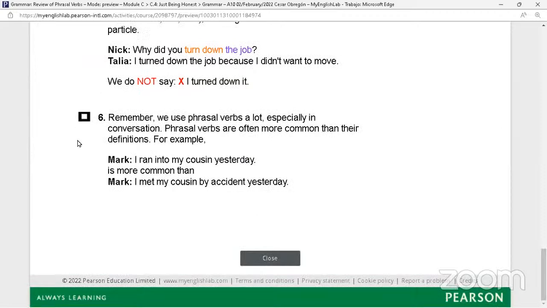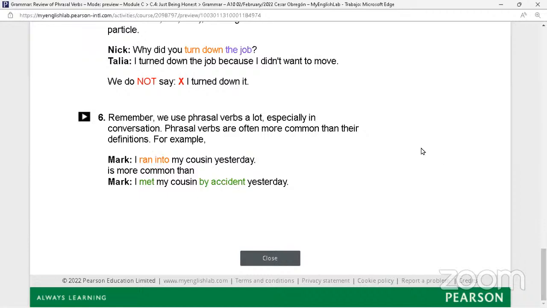Six. Remember, we use phrasal verbs a lot, especially in conversation. Phrasal verbs are often more common than their definitions. For example, I ran into my cousin yesterday is more common than I met my cousin by accident yesterday. Yes, meet someone by accident. That's what ran into means.